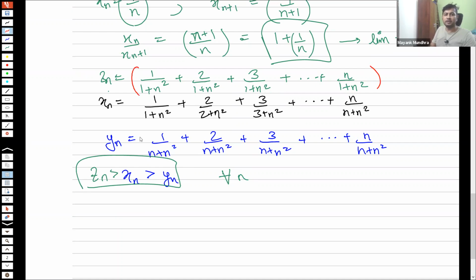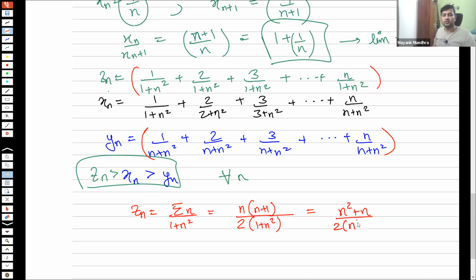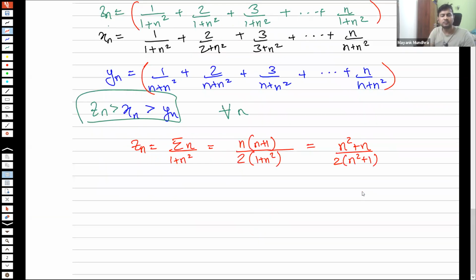Now let us look at the limits of these two sequences. Here I can apply the summation n formula. So Zn becomes equal to summation n upon 1 plus n square, so n into n plus 1 by 2 times 1 plus n square. Basically, it looks like this, n into n plus 1 by 2. I have taken this 2 here, so this becomes n square plus n upon twice into n square plus 1.